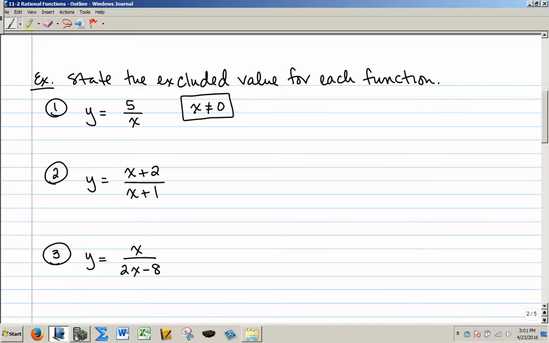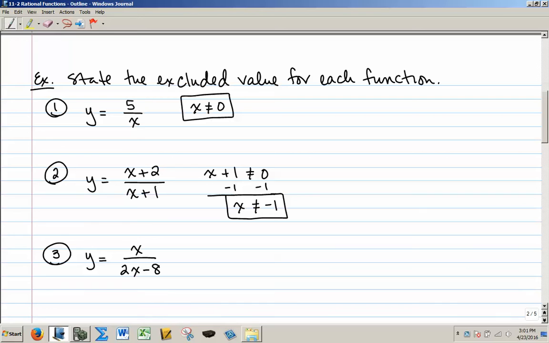For number 2, we have the function y equals x plus 2 over x plus 1. We're not even going to worry about the x plus 2 on top. It's just the x plus 1. x plus 1 cannot be equal to 0, otherwise that whole denominator would be 0. So we solve this just like a simple equation. x cannot equal -1, and that's our excluded value. In other words, in this function, x can be any number except -1.